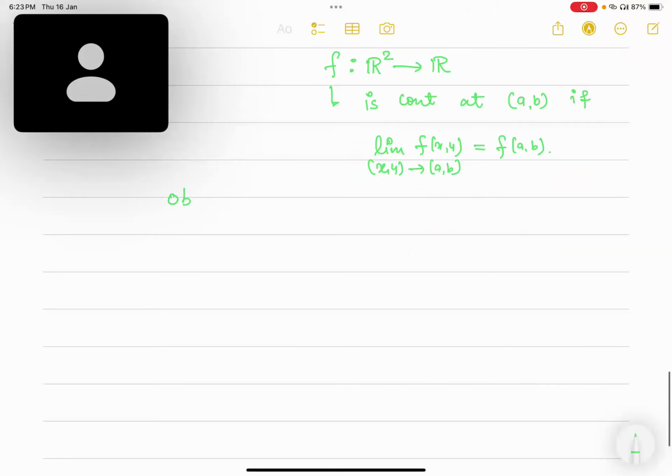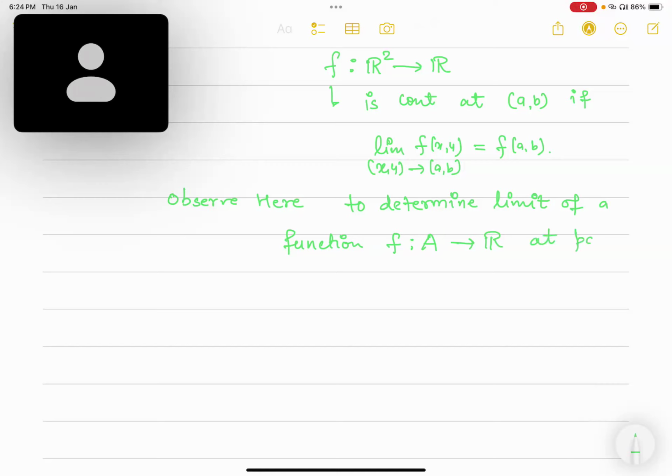So you can observe here, to determine the limit of a function, say f, no matter what your domain is. So this is your function, say from A to R. Determine the limit of function f from A to R at point a. At the point a, the point a may not be in the domain.